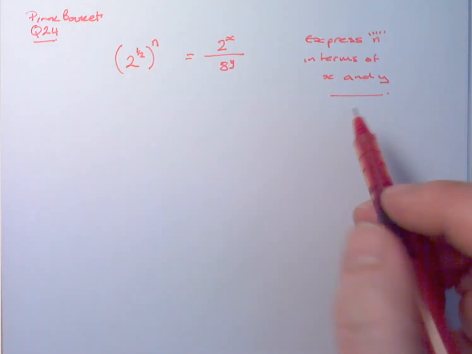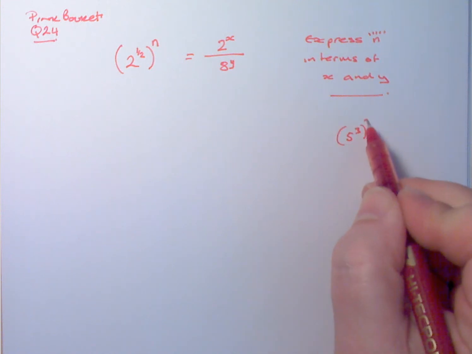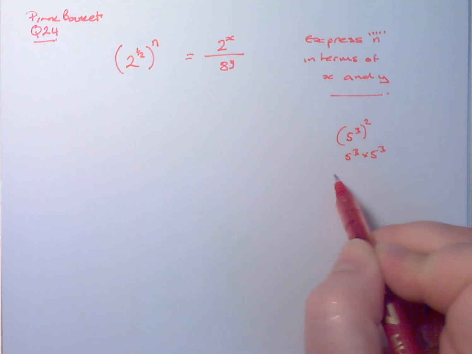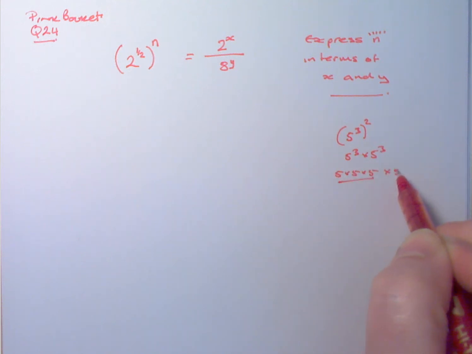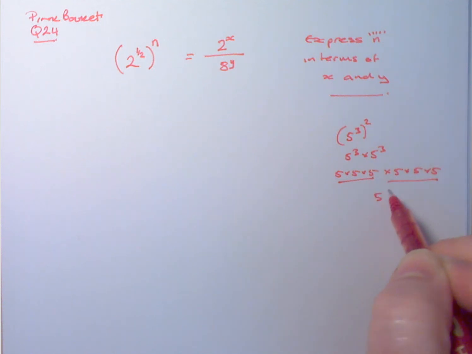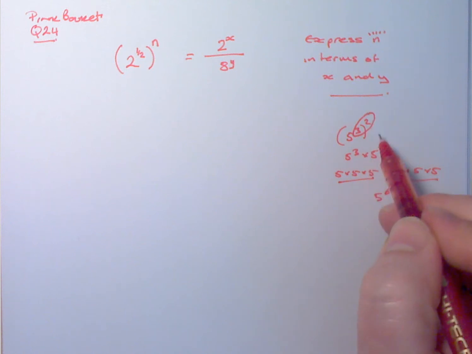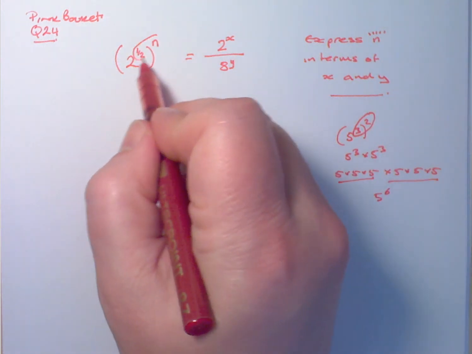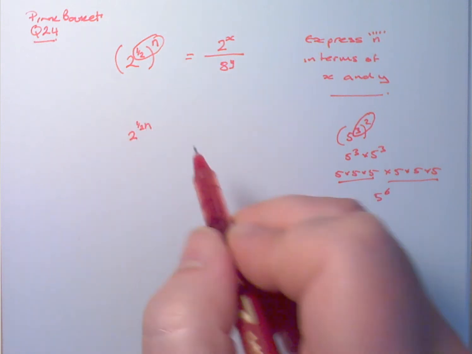And I want to remind you that if you had 5 cubed squared, you would literally have 5 cubed times 5 cubed, which would be 5 times 5 times 5 times 5 times 5 times 5. And that would give you 5 to the power 6. Which means that when you raise a power to the power, you multiply the indices. And so here I'm going to get 2 to the power a half n. Okay, so that's the left-hand side done.